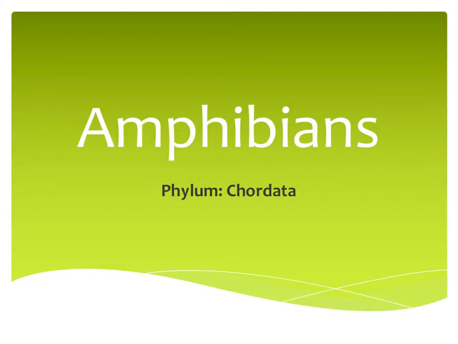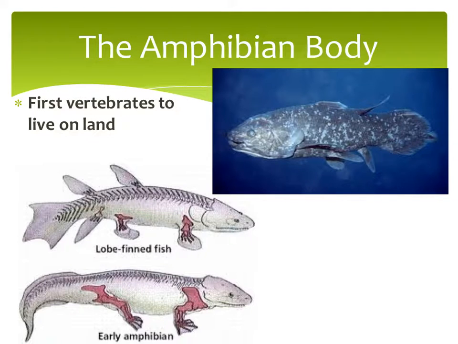Today's notes will be over the group amphibians. They belong to the phylum Chordata and are in the class Amphibia. Amphibians are the first vertebrate group to be able to live on land. Their ancestor is the lobefin fish. Those limbs of the lobefin fish are what allowed the amphibian to evolve as an on-land creature.